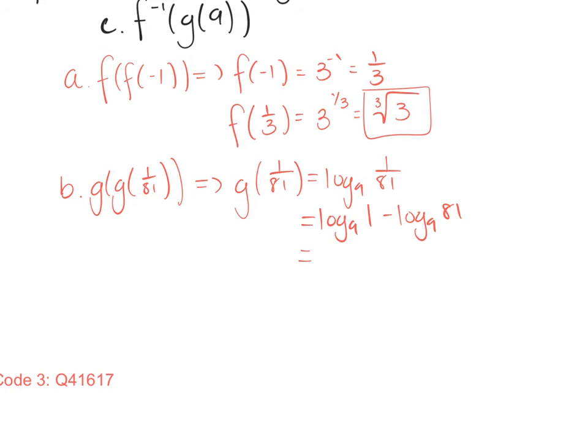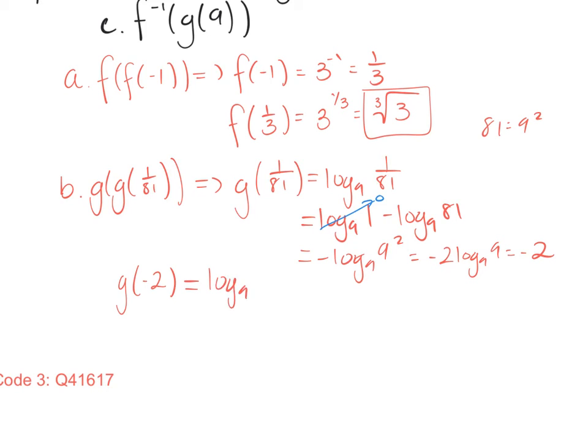And then log base 9 of 81. Now remember that 81 is equal to 9 squared. So this is going to be negative log base 9 of 9 squared, which is negative 2 log base 9 of 9, which is just negative 2. I'm going to then take that and plug it into g of negative 2, because that's what I'm originally solving for. And that's going to give me log base 9 of negative 2, which is not possible because we cannot take the log of a negative number.